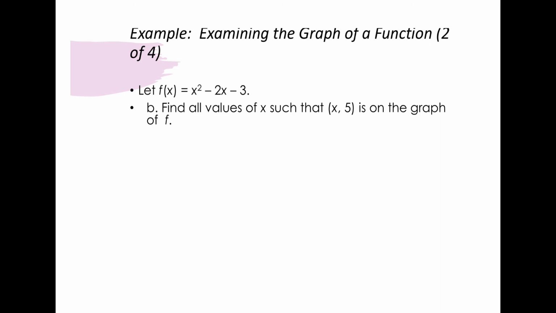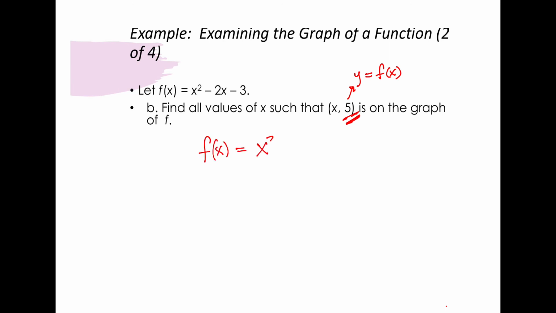The second part says find all values of x such that (x, 5) is on the graph of f. In other words, what value or values for x gives me 5 as a result? Okay, well, that's a great question. Remember that 5 is my output, right? And y is always the output, and f of x is a substitute symbol that we use for y.